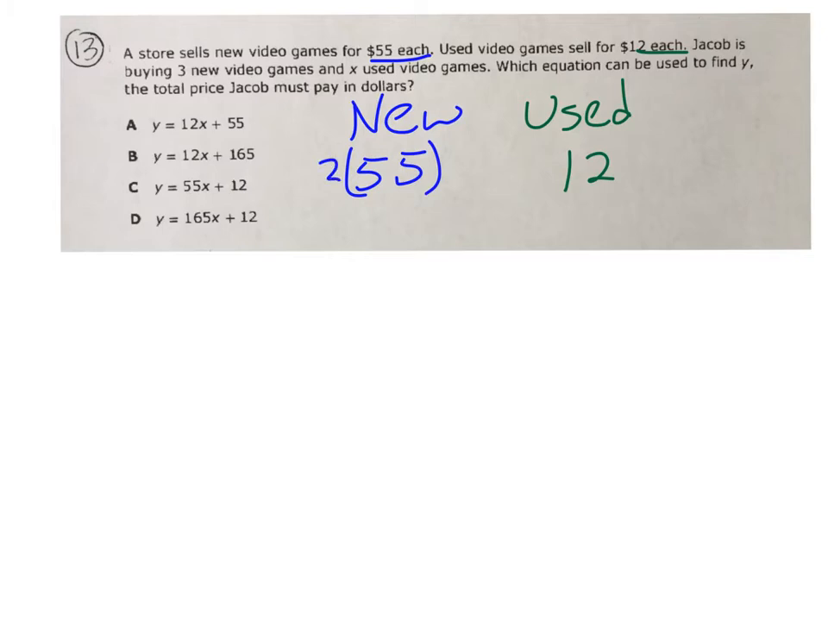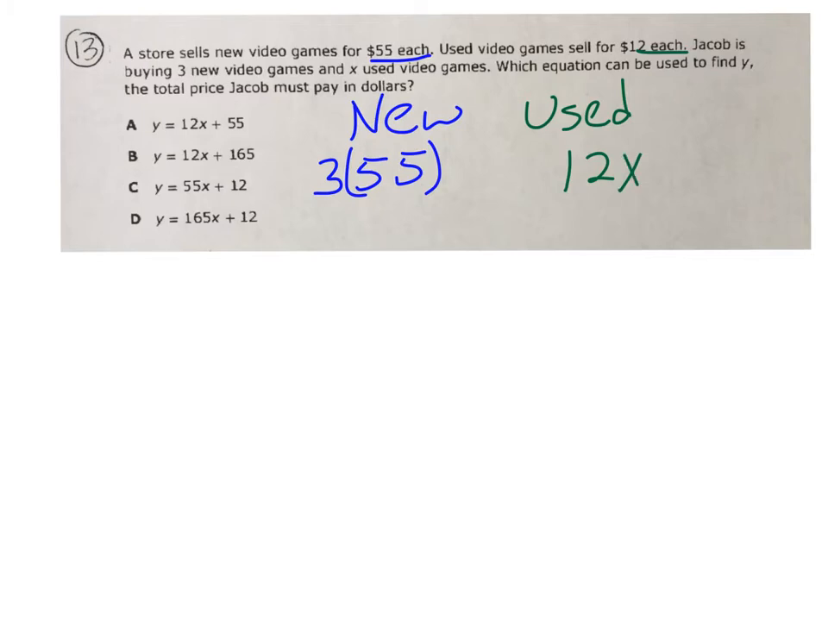So we have new games and we have used games. On the new games, they are $55 each. That each means multiplication. And the used ones are $12 each. That means multiplication. Jacob is buying 3 new ones. So that means I would have 3 of those. And X amount of used ones, meaning we don't know how many.